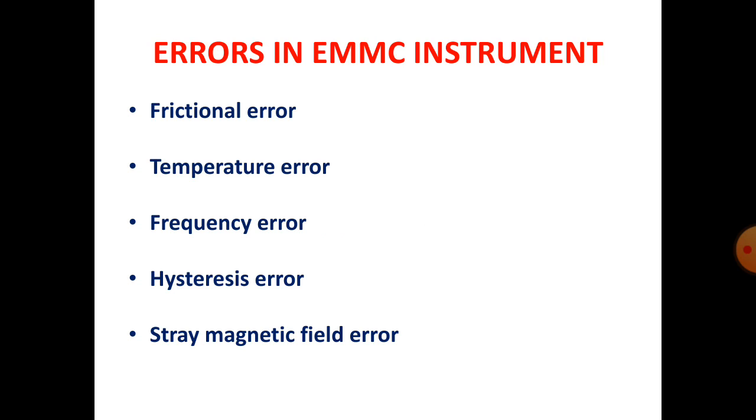Coming to frictional error, due to the presence of a weak magnetic field inside the meter, the torque to weight ratio is high, so the frictional errors are less compared to PMMC and MI instruments. Frictional error will be less here. Compensation can be done by providing a sharp-edged spindle, ball bearings and grease.